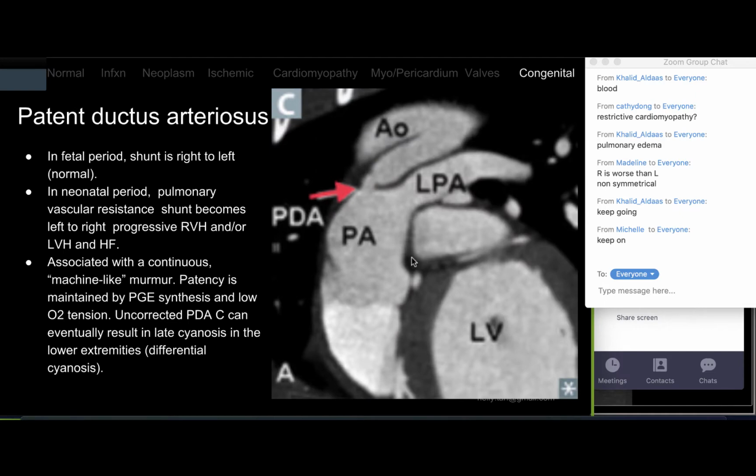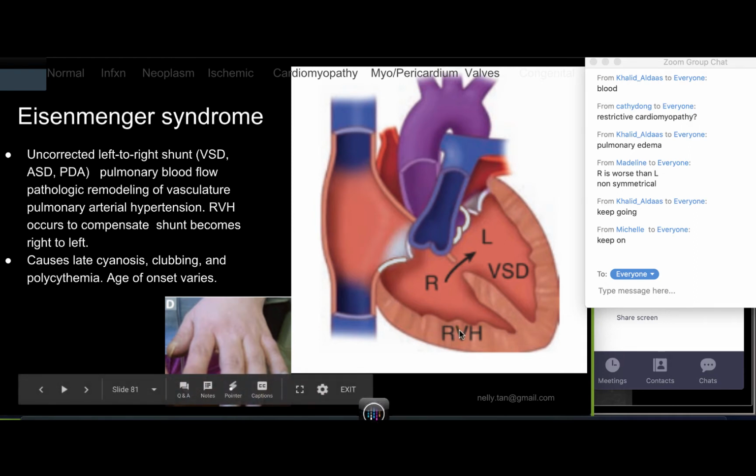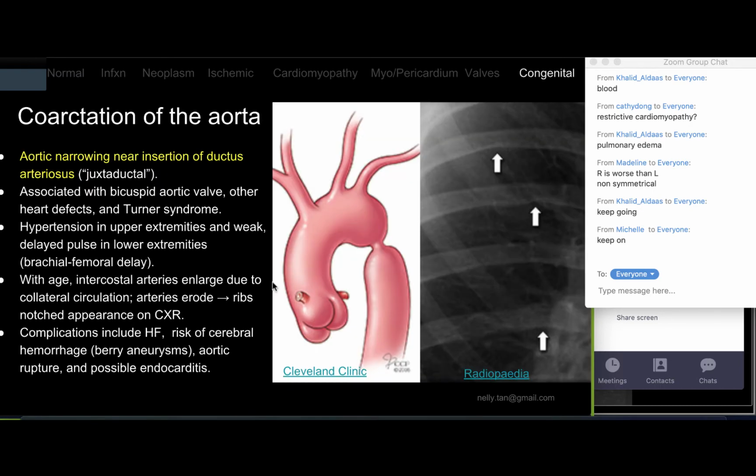Here is the patent ductus arteriosus, which is a congenital tract. Typically that closes off after the child is born, but some patients can have it persist, so you get mixing of left to right blood, and then over time that can lead to right heart failure if uncorrected. Eisenmenger syndrome is the late sequelae of unrecognized left to right shunts, because over time the right ventricle becomes enlarged, and then they start to get late cyanosis, clubbing, and polycythemia, depending on the severity and the chronicity.